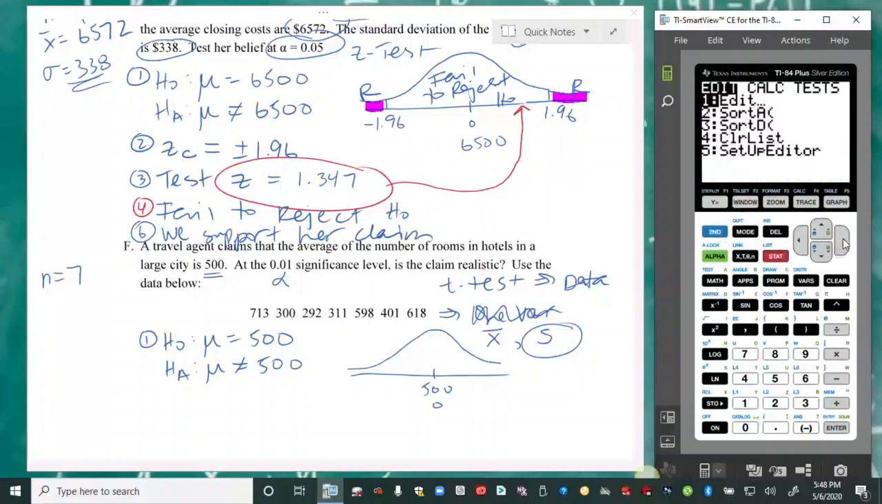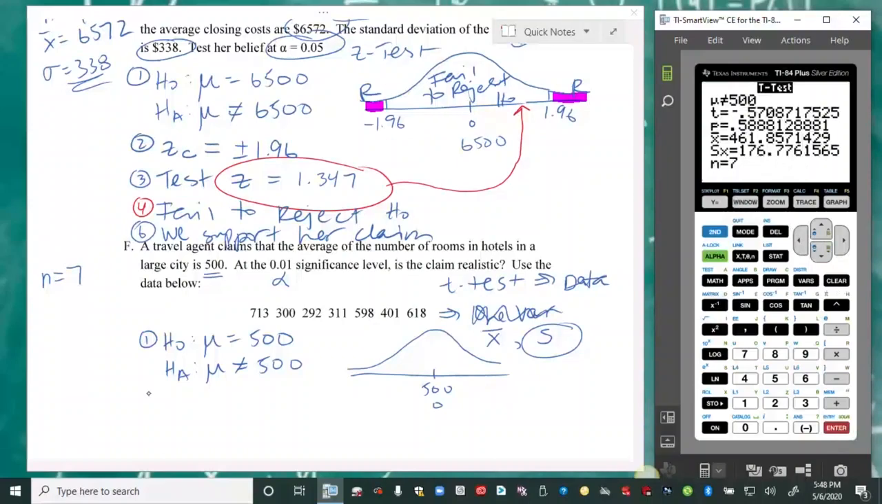Now I'm going to go into stats, tests. I was not given a population standard deviation, so I'm going to go to a t-test. This time, instead of stats, I'm going to click on data and enter to select it. My hypothesized number of rooms was 500. It just wants to know where my data is. It is in L1. I'm not using a frequency list, so I leave that at 1. And I've got a two-tail test. Great. So I go ahead and hit calculate. How nice is that? It does the rest of it for me.